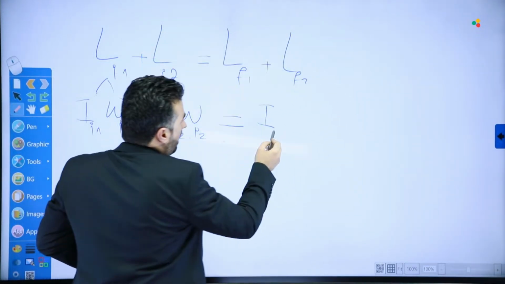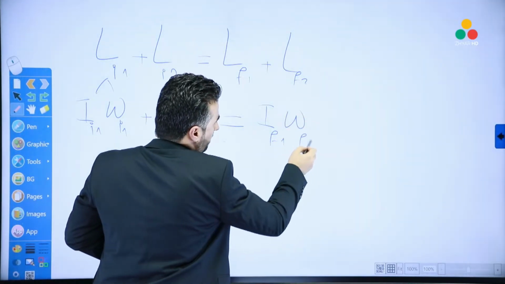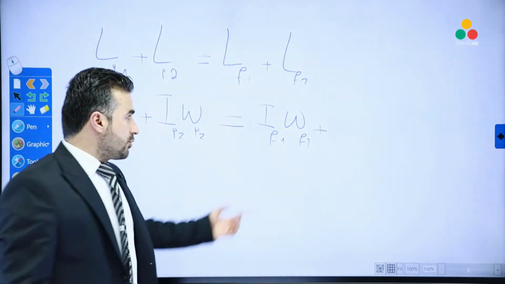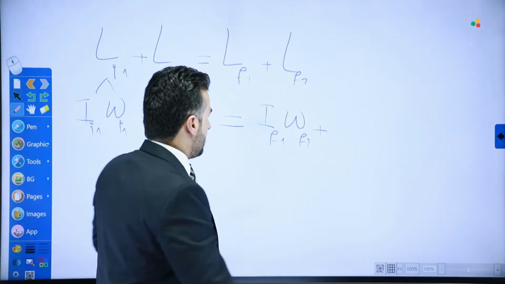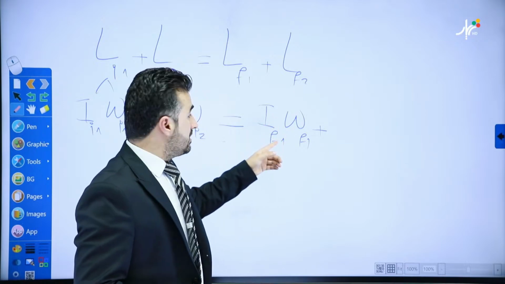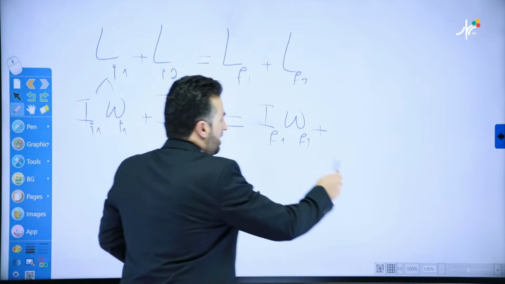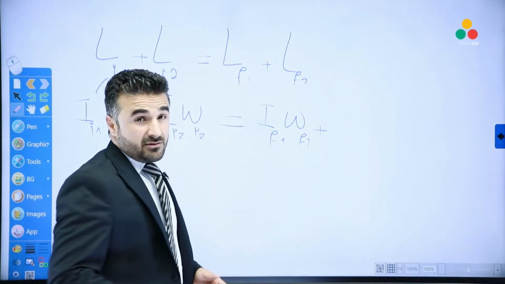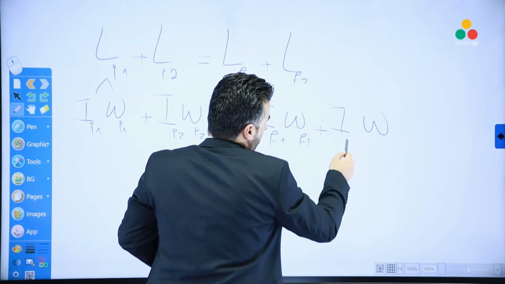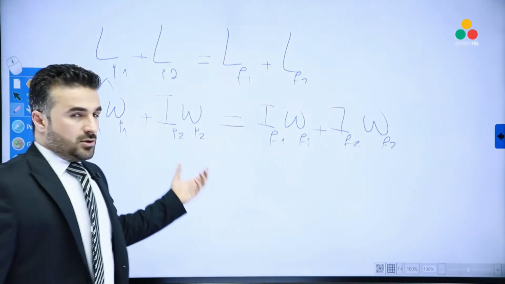moment of inertia final for object 1, angular speed final for object still number 1, plus, of course, we're going to write the same thing for the second object. Remember, this time we have the final angular momentum for object 1, plus the final angular momentum for object 2. So in this case, it's going to be I omega. These are final for object 2 and object 2. So this is what we have.